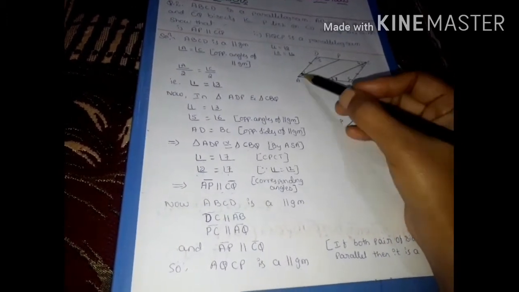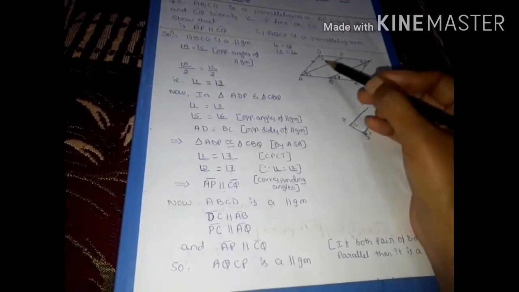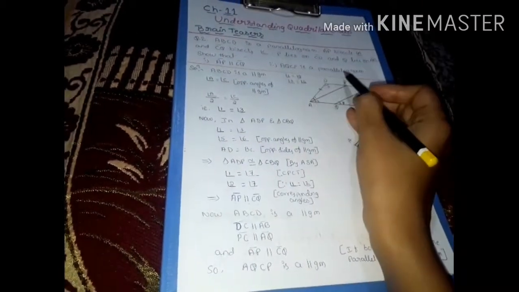Here we showed AQ is parallel to PC and AP is parallel to QC. Then opposite sides are parallel to each other. Then the complete quadrilateral AQCP is a parallelogram. Here we showed the second one, AQCP is a parallelogram. This completes brain teaser question number 2.